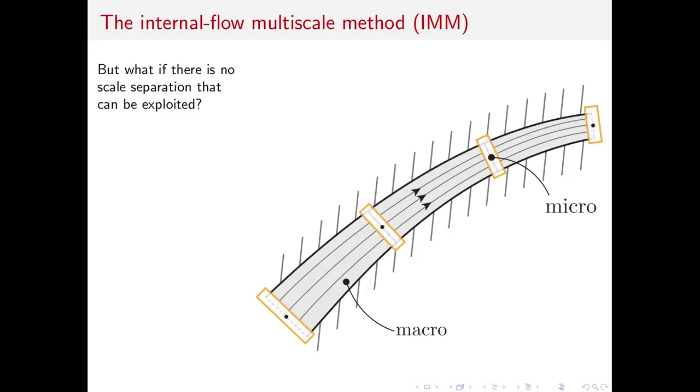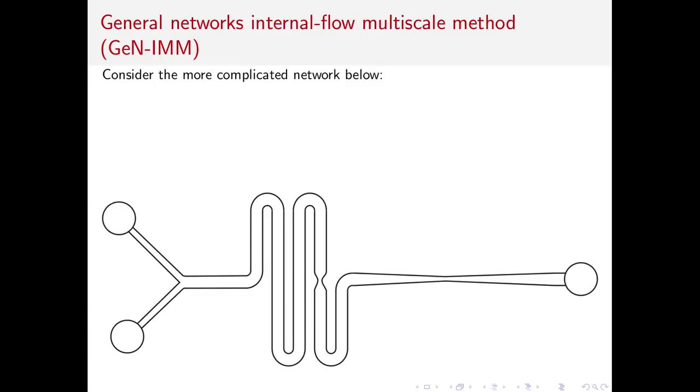So that's all well and good, but what if there is no scale separation that can be exploited? If you consider this more complicated network below, there are a number of bends in it. There's a rapid expansion and contraction, and on the left hand side there's a bifurcation. Now clearly, if you wanted to use microelements in the manner I described before, then you need to have them spaced very closely together to be able to accurately model the rapidly changing geometry. And this becomes very inefficient. So we don't do that.